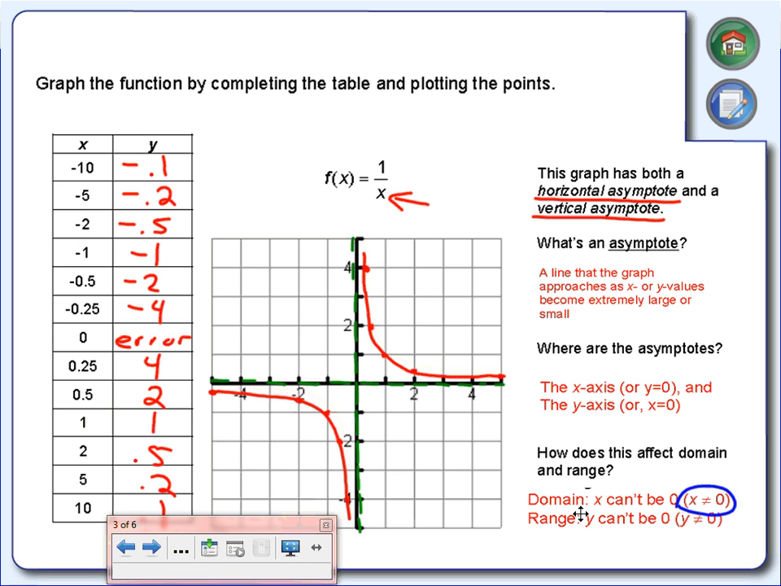And why are we not including 0? Well, what happened when we put a 0 in there? Error. We got an error. So we don't want to include that.